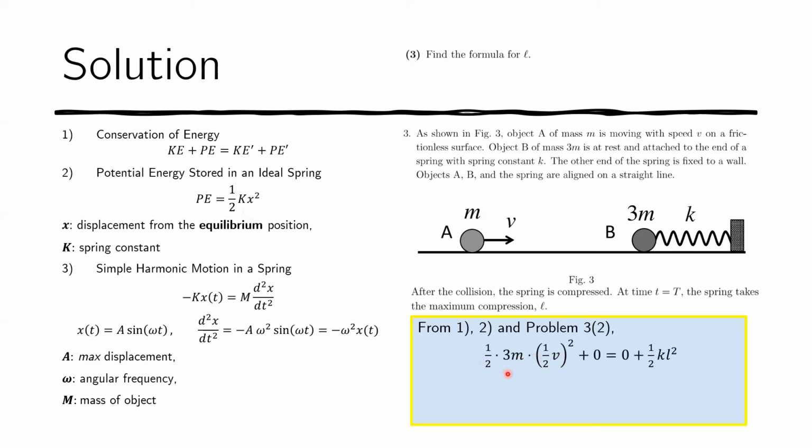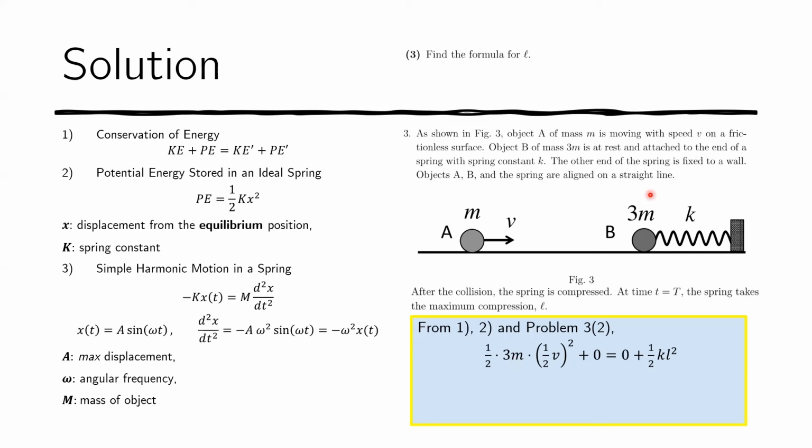So here, this is the kinetic energy of object B. At the initial position, at equilibrium, it is moving. When this object collides with this, it starts moving at the speed of 1/2 v. We know this 1/2 v from problem 3.2, from the previous video. And 3m is the mass of the object here. And 1/2 is for the kinetic energy: 1/2 times mass times the square of the speed.